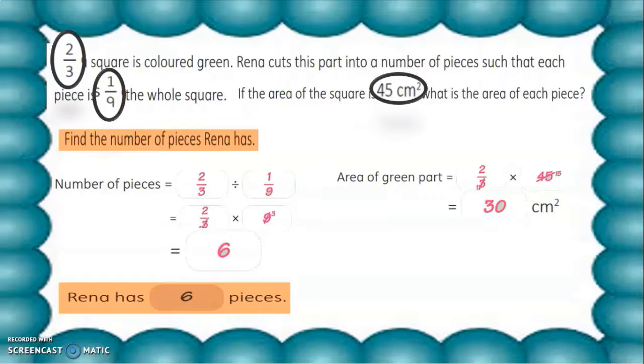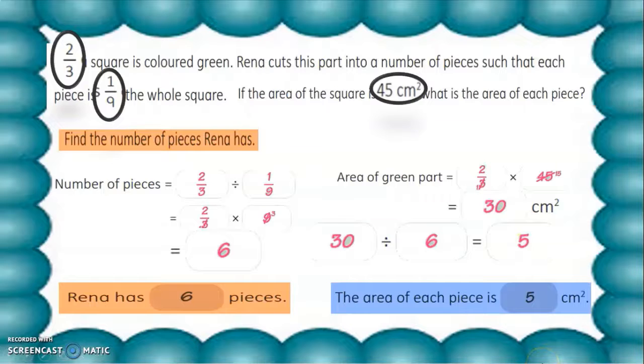How to find the area of each piece? So this 30 square centimeters is the area of the 6 pieces. So if we're going to take the area of one piece, we're going to divide by 6. So 30 divided by 6 is equal to 5. So the area of each piece is 5 square centimeters.